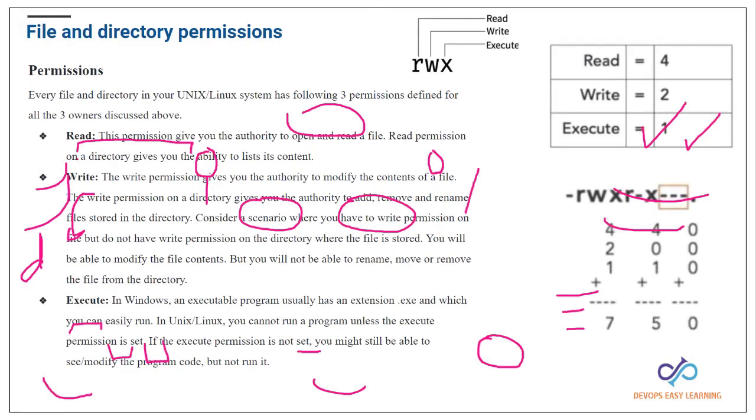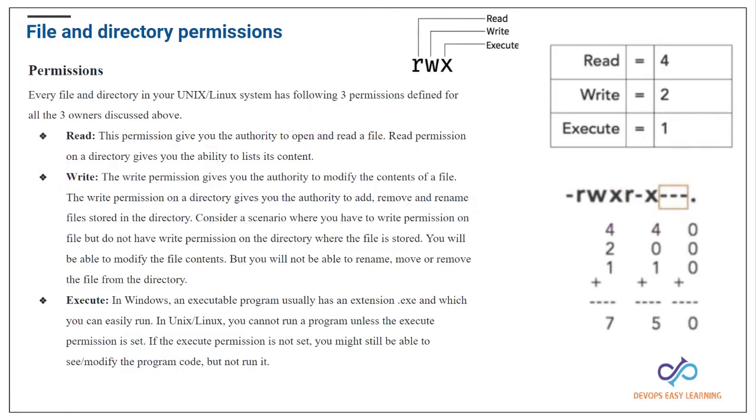Now, in Linux, when we say read, it is represented by the number 4. Write is represented by the number 2, and execute is represented by the number 1. This is the only time that we are going to do a little bit of math in Linux. And this math is something that even my 2-year-old daughter can solve, because the math is just 4 plus 2 plus 1, which equals 7. Example here: we have a file here.